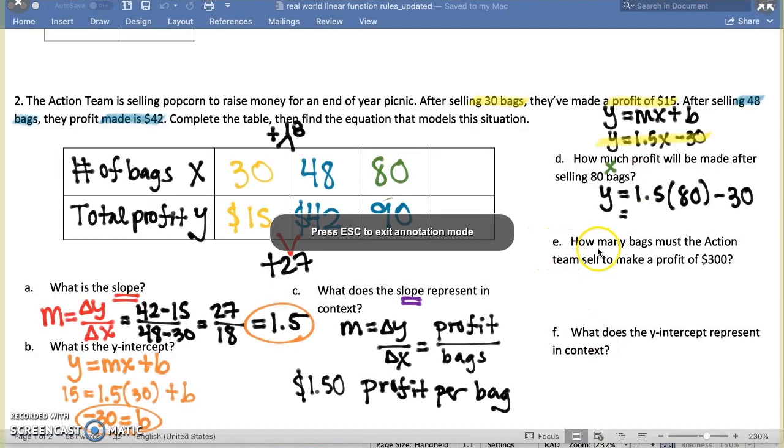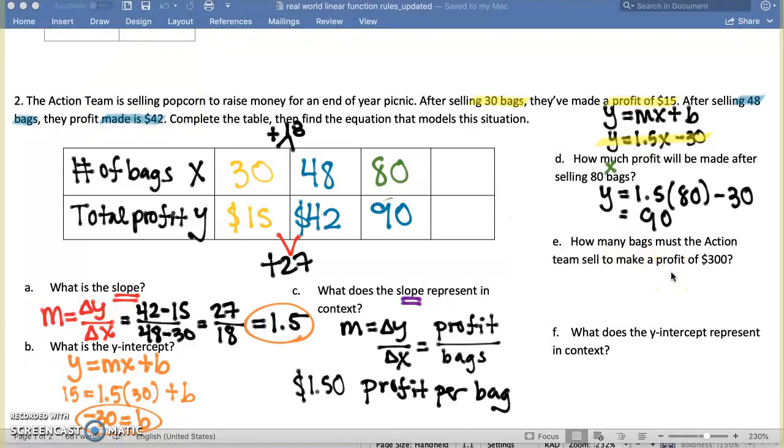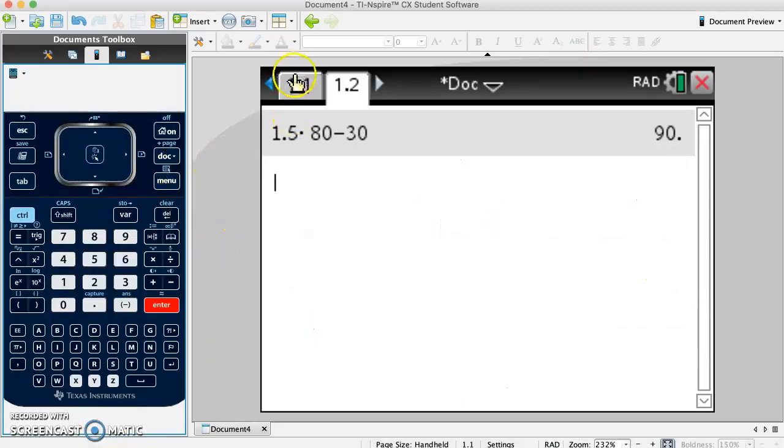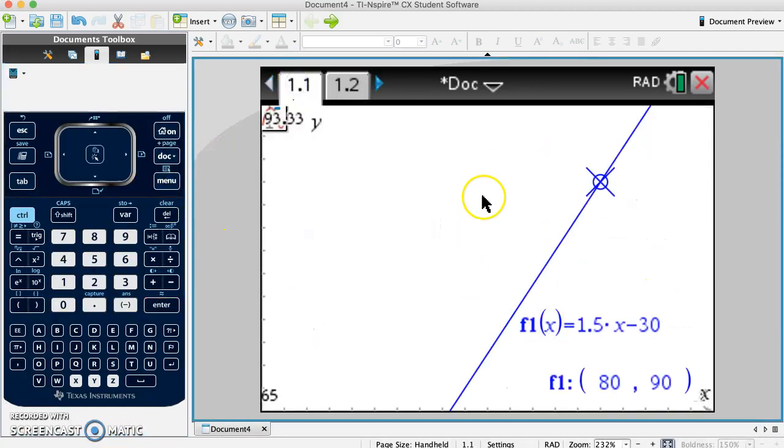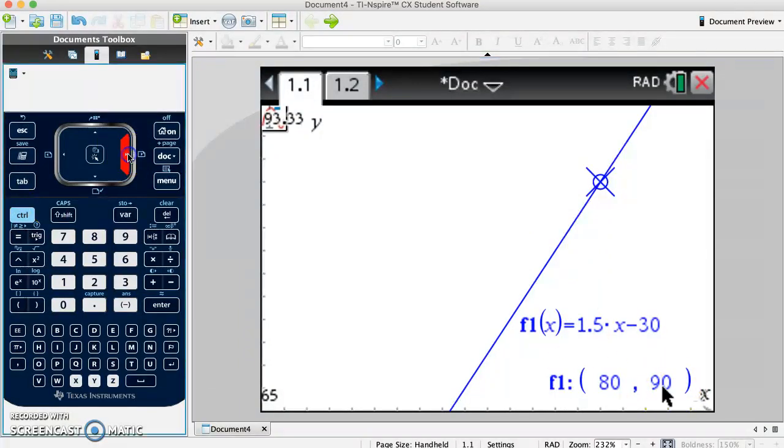For part E, it wants to know how many bags must the action team sell to make a profit of $300? So now we're given the Y value. So if I go back over to my table and I put 300 over here, I want to find the X value. So if I go back to my calculator, here, and I want to now find when this is 300, which means I need to sell more bags.